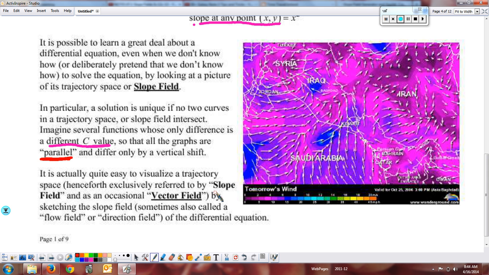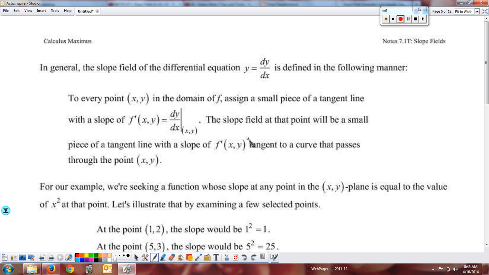These are also called vector fields, flow fields, or direction fields, and these slopes are a very big application of calculus. They give you the idea of a flow, of things like oil fields and things like that. So you can get this idea of where things are headed. All right, let's take a look here at some notation.